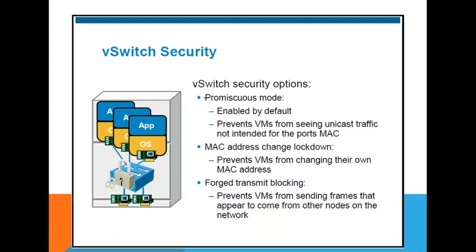One is Promiscuous mode, which makes sure that the packet is delivered or seen only by the intended destination. The other one is the MAC address lockdown, meaning the MAC address cannot be changed at any point of time. It is hard-coded. The third is that it will not forward or use the packet if it is coming from some other node.